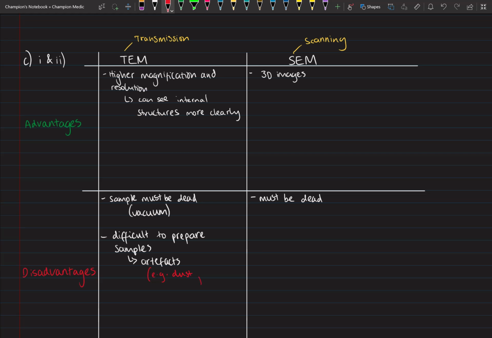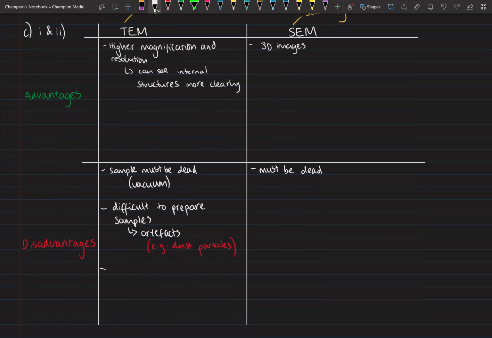Another disadvantage of the transmission electron microscope is that it can only be used on thin specimens. So during the preparation process, you have to make sure that the sample is quite thin, so that the beam of electrons can be transmitted through the specimen. A disadvantage of the scanning electron microscope is that it has much lower resolution images.